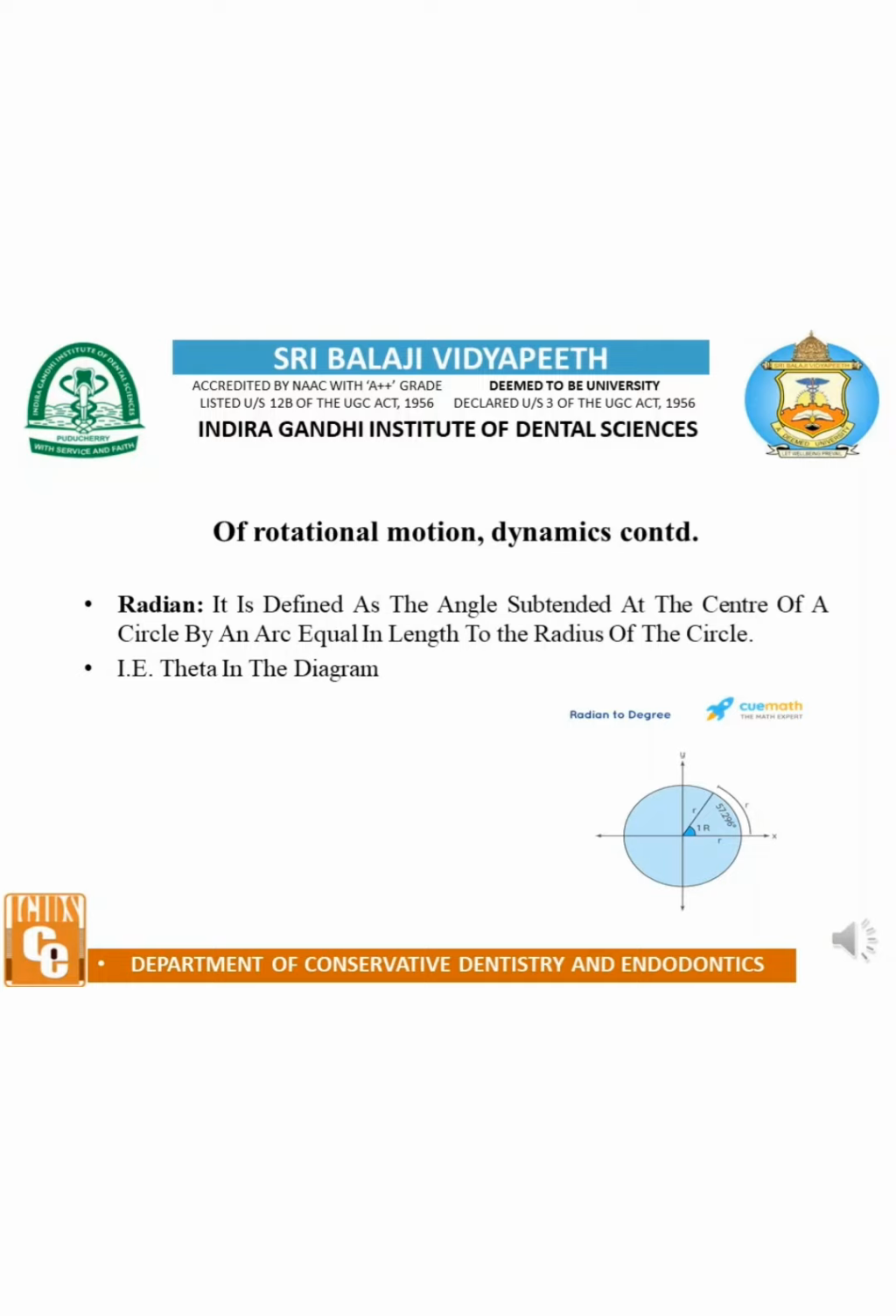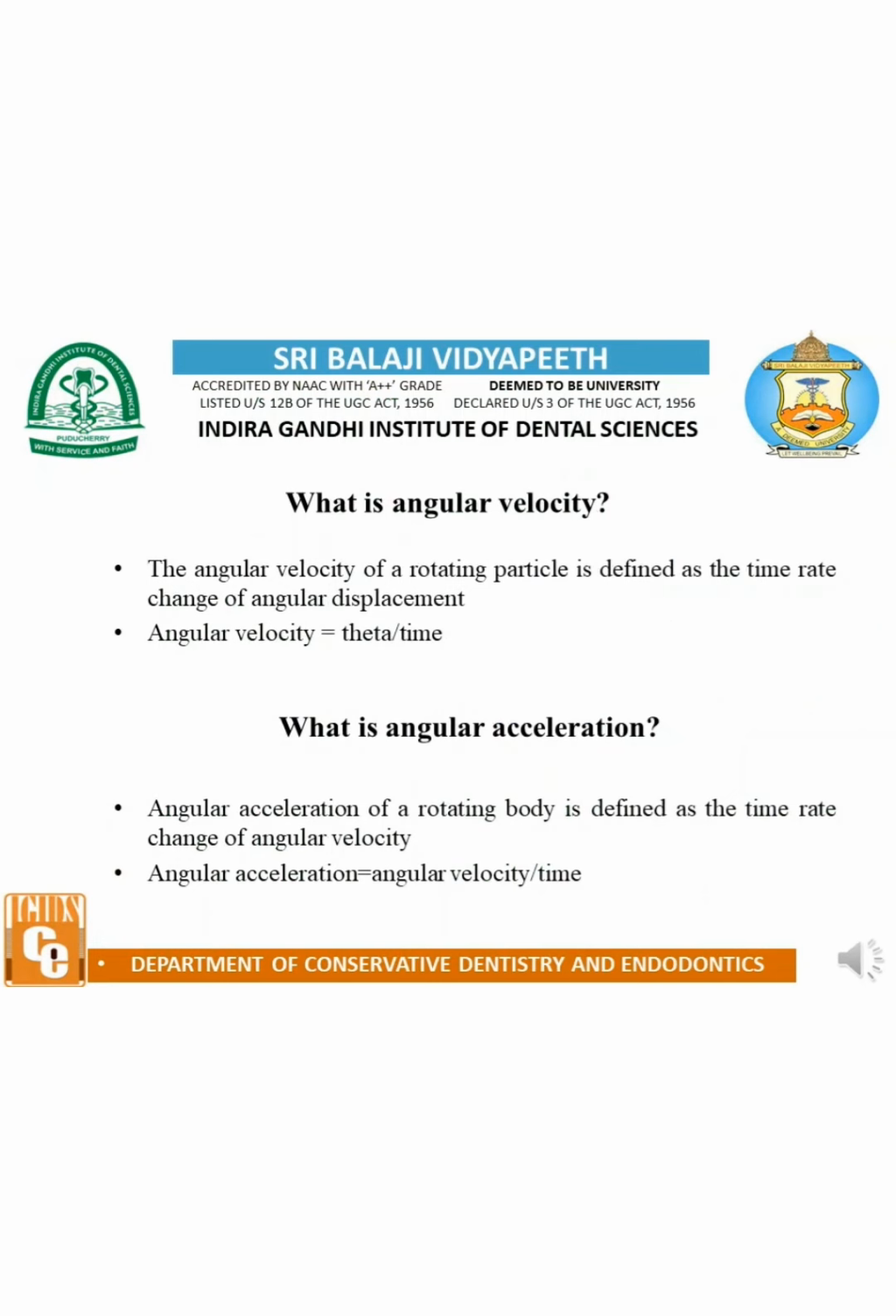Radian. It is defined as the angle subtended at the center of a circle by an arc equal in length to the radius of the circle, that is, theta in the diagram. What is angular velocity? The angular velocity of a rotating particle is defined as the time rate of change of angular displacement. Angular velocity equals theta by time. What is angular acceleration? Angular acceleration of a rotating body is defined as the time rate of change of angular velocity. Angular acceleration equals angular velocity by time.